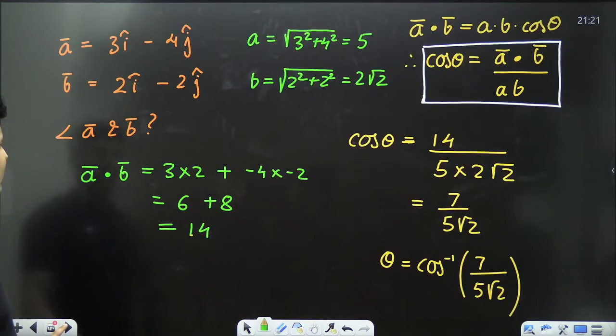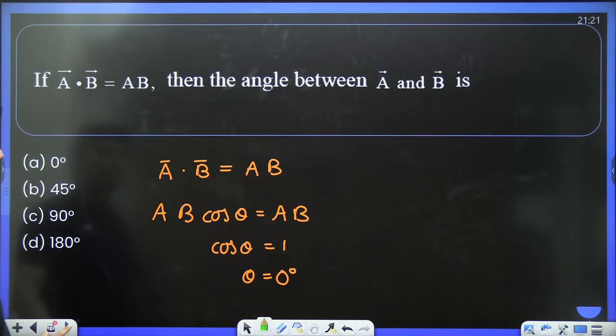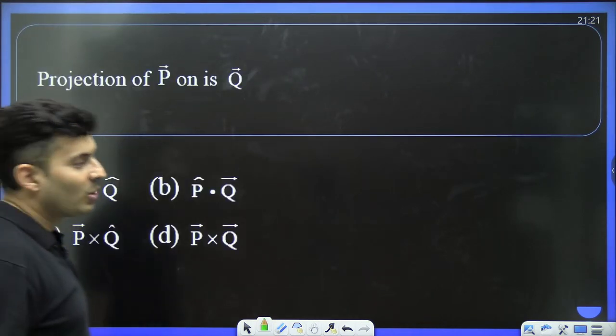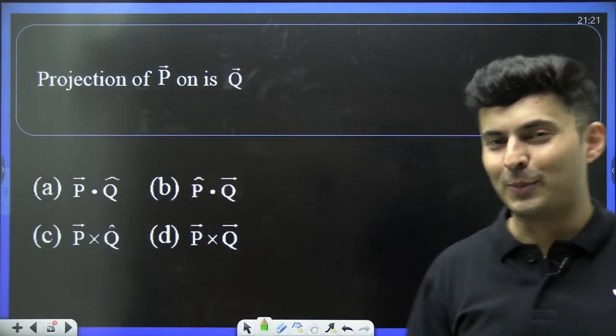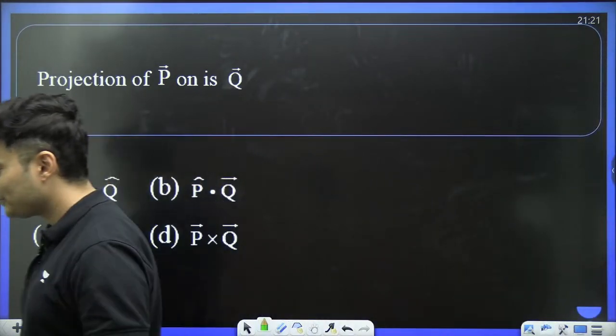So let's see if you guys can solve the next question, which is there on the screen. This is also done. Projection of P on Q is how much? Projection of P on Q is how much? Come on.